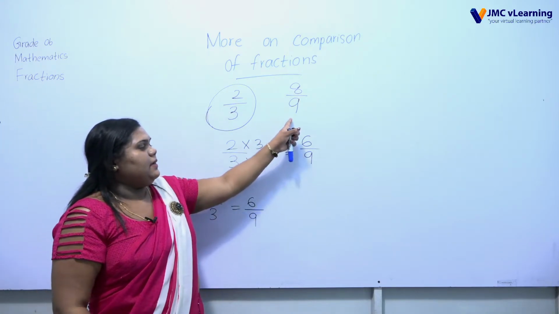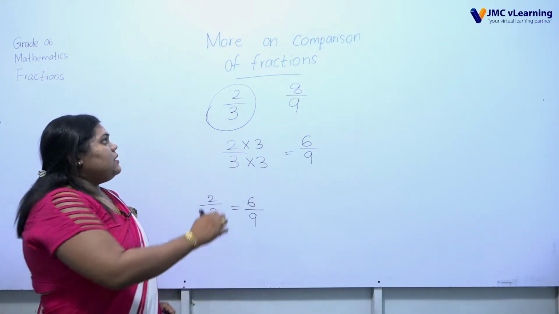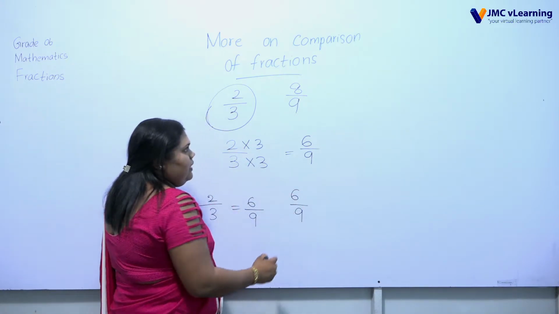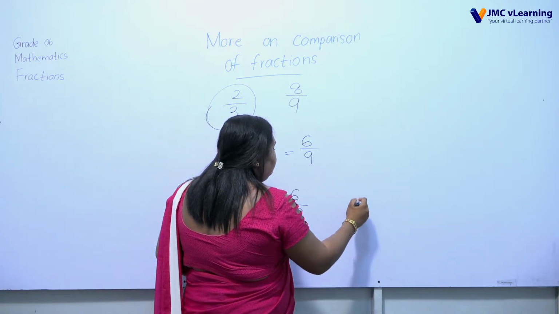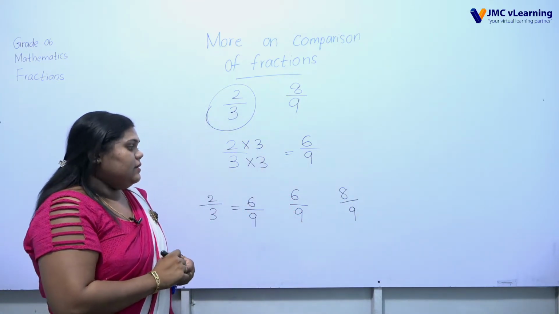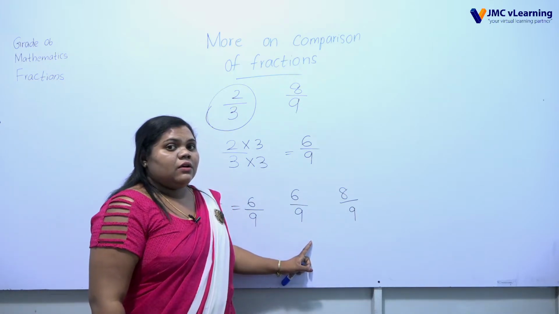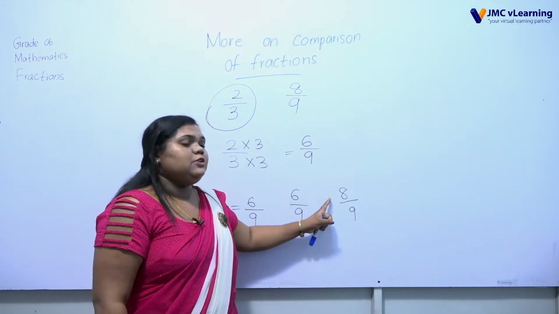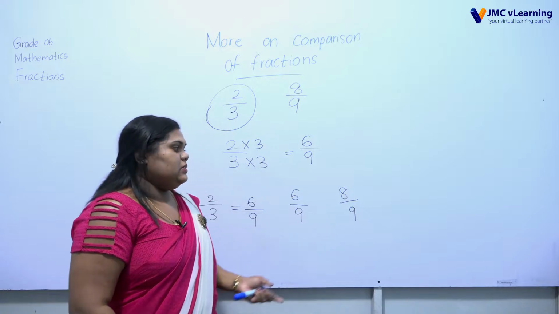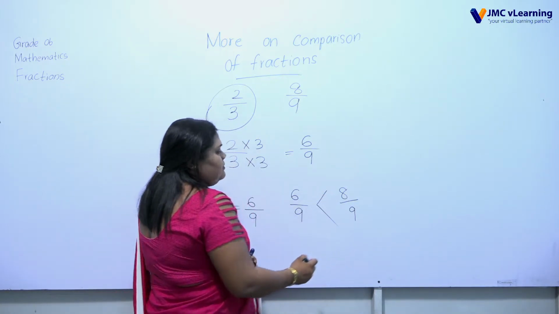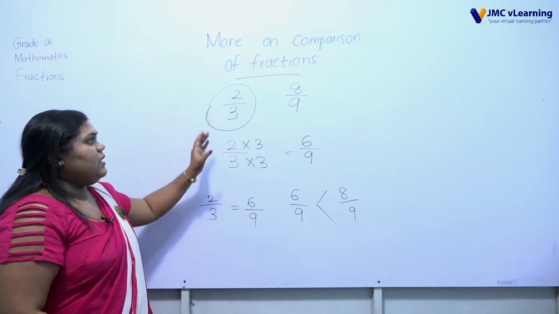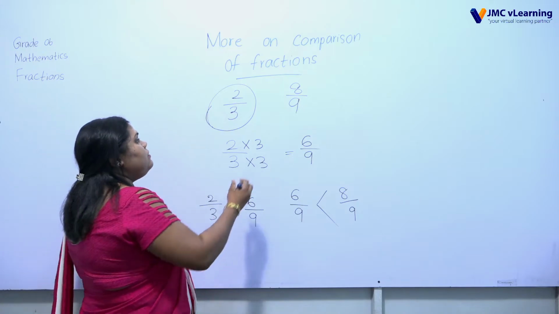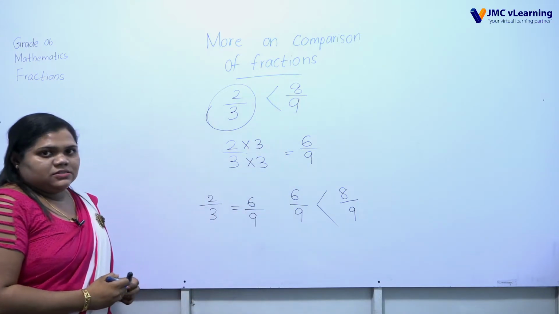Now very easily we can compare these two fractions. Instead of 2 out of 3, we can write 6 out of 9 and 9 out of 8. Now children, both the fractions have the common denominator, so you think about the numerator. The larger numerator gives the larger fraction. It means 8 out of 9 is the larger fraction. You want to draw like this.